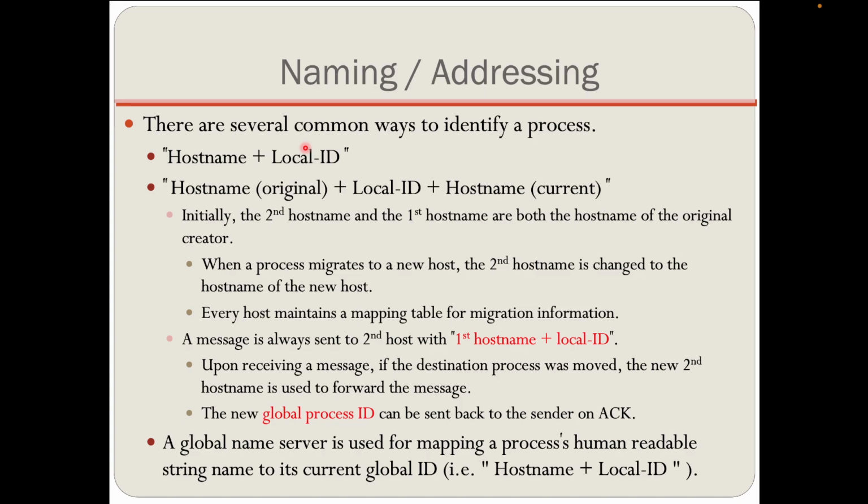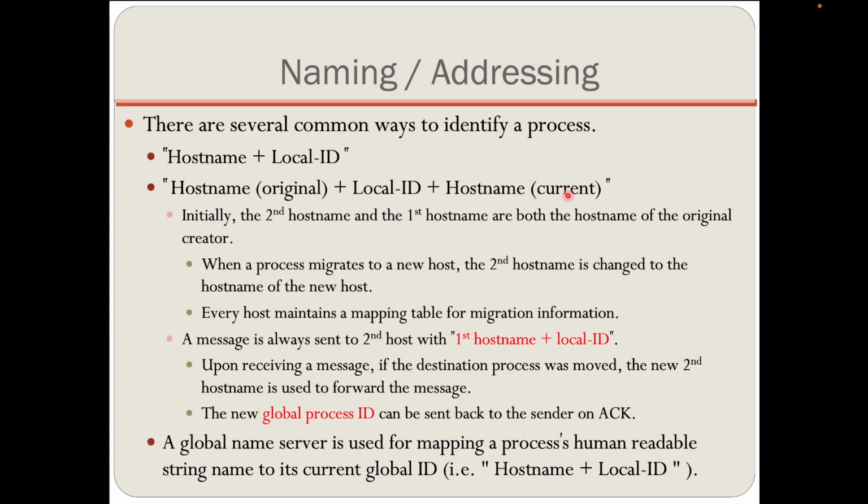Then this will be globally unique. Okay, so you can use this name. The second possible way is that instead of two elements, we use three attributes: the original host name, meaning the process was created by this particular host, with the local ID assigned by this particular host, plus a host name.